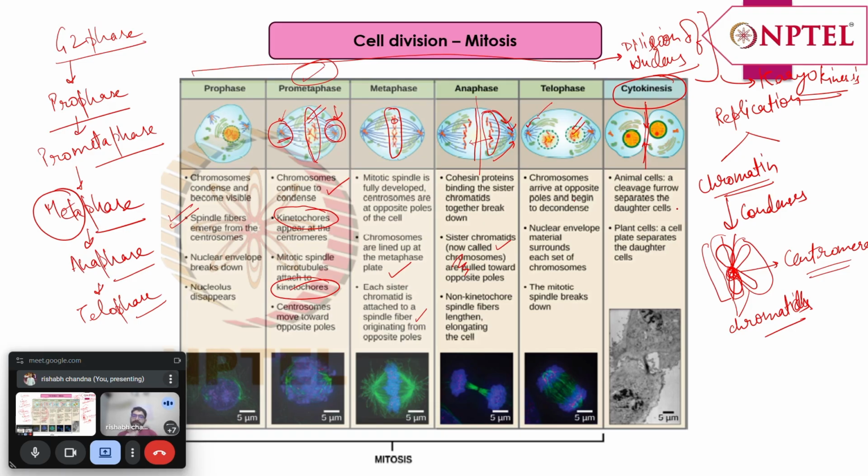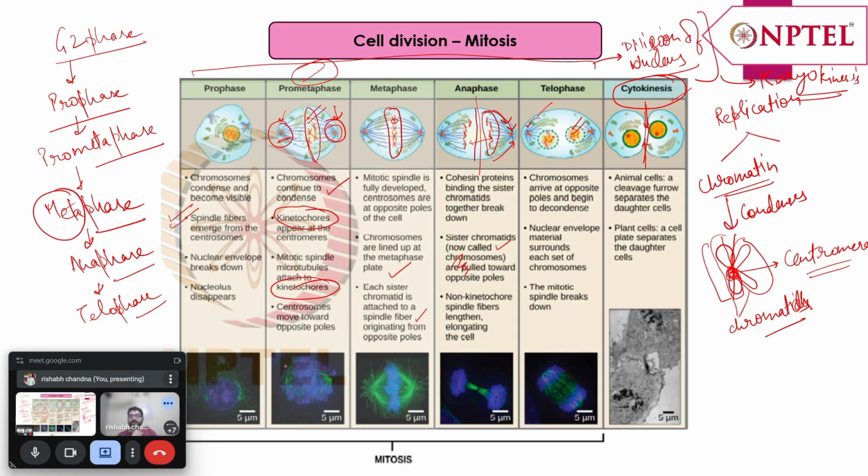Okay, so this is the difference between the plant cell and the animal cell. In the animal cell, the furrow actually grows inwards, and in the case of the plant cell, the cell plate grows outwards. Okay, so this was the part for cytokinesis, where the cytoplasm division takes place, right?